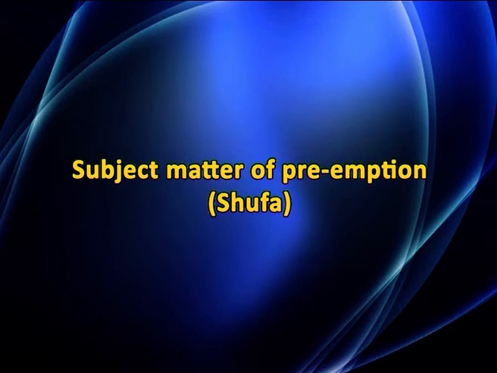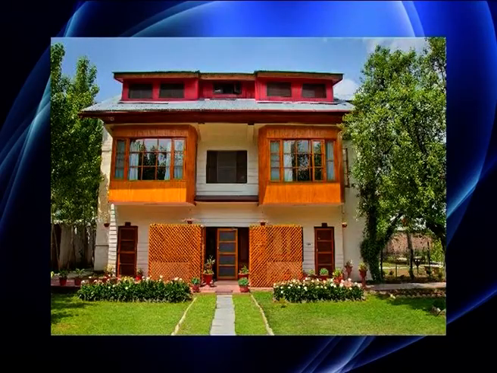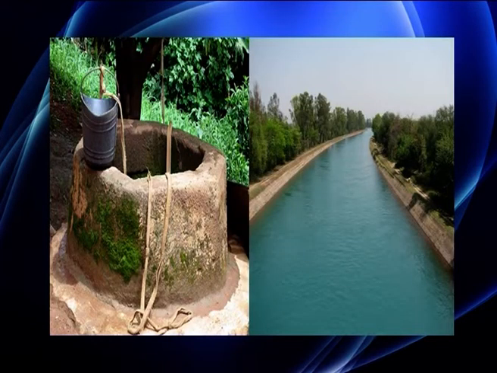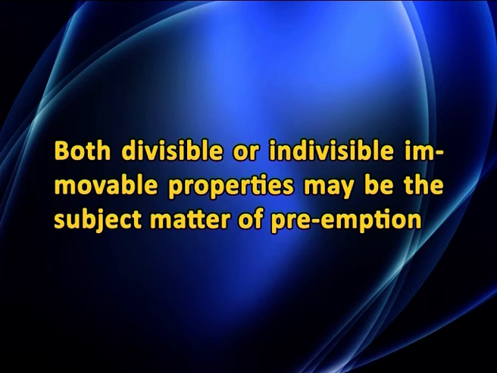What can be the subject matter of pre-emption? That is, what type of property can be the subject matter of pre-emption? Subject matter of pre-emption means the properties which may be claimed by the pre-emptor. The following types of properties may be the subject matter of pre-emption. A. Immovable properties including houses, gardens, small pieces of land, wells, canals, etc. Both divisible or indivisible immovable properties may be the subject matter of pre-emption.